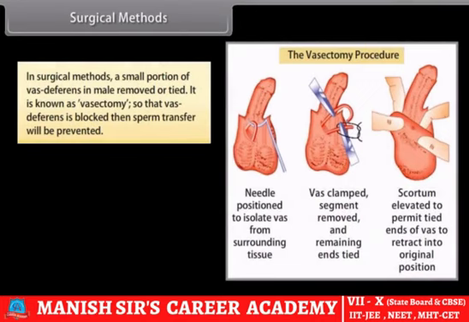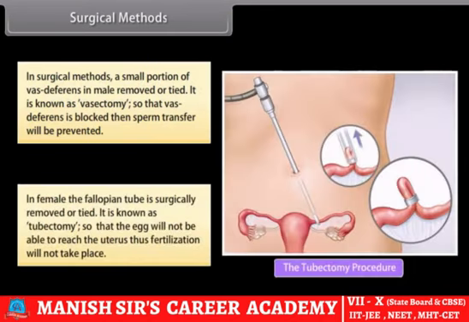Surgical methods. In surgical methods, a small portion of the vas deferens in the male is removed or tied. It is known as vasectomy, so that the vas deferens is blocked, then sperm transfer will be prevented. In the female, the fallopian tube is surgically removed or tied. It is known as tubectomy, so that the egg will not be able to reach the uterus, thus fertilization will not take place.